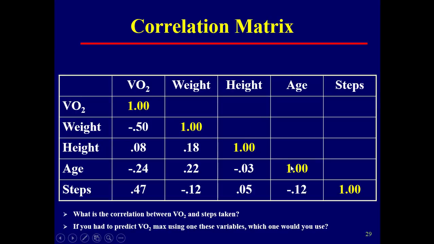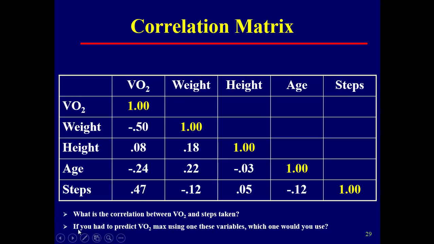All right? Now, what is the correlation between VO2, and this would be VO2 max, and the number of steps taken? So what I do in this case is I can look across in the row that is steps. I come over here to the column that corresponds to VO2, and I see that that correlation is positive. The more steps that people take, the higher is their VO2 max, and that's probably a low to moderate correlation between these two variables. Okay?